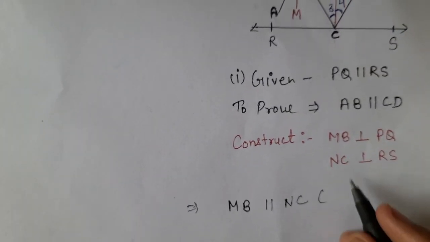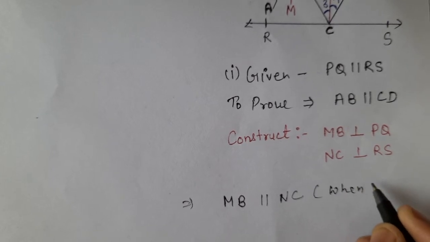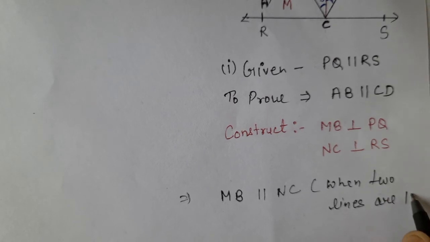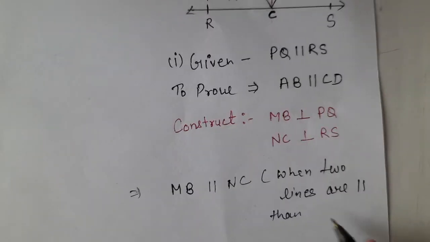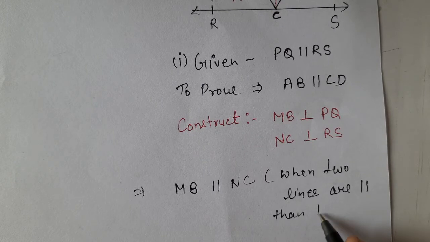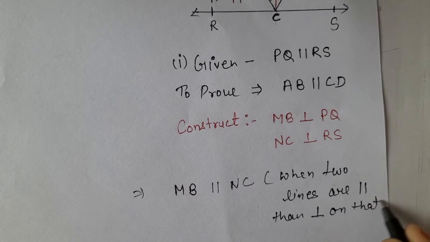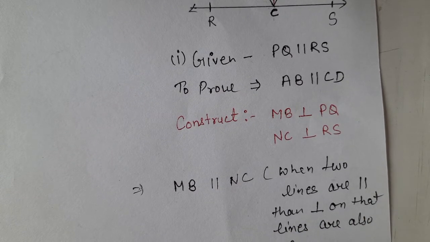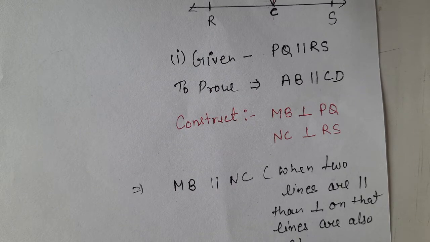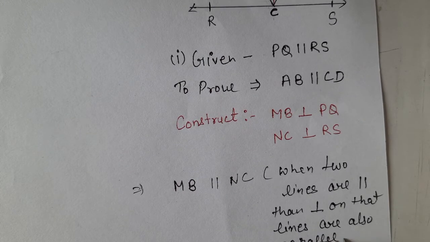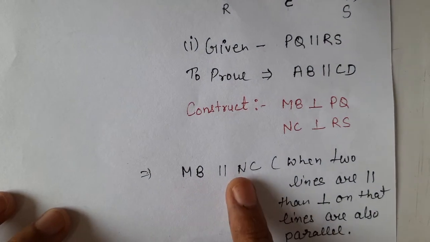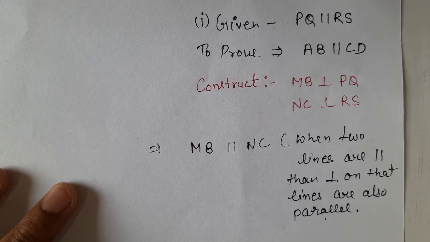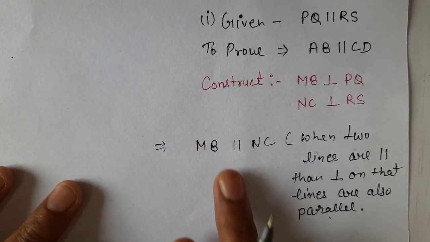Why did this happen? Because when two lines are parallel, then the perpendiculars on those lines are also parallel. The main thing is that BM is parallel to NC because perpendiculars on parallel lines are also parallel. So we get this from here.